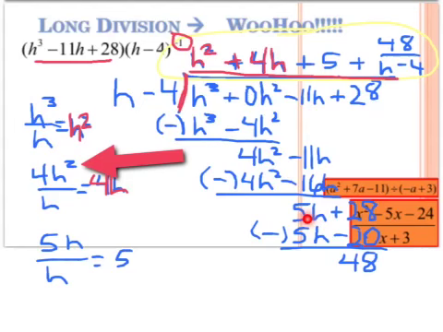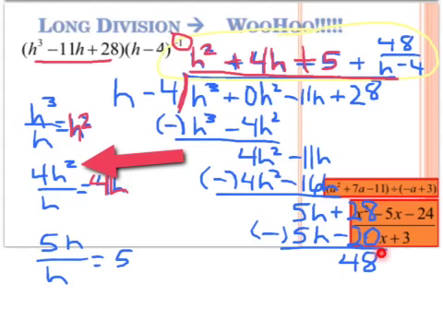So 5h comes right here. And I divide it by the original h out front. So I get 5. I put that 5 up here in the top like we've been doing so far. And that 5 times that h out in front is again 5h. And 5 times negative 4 is negative 20. So I subtract. 5h minus 5h is 0. And 28 minus a negative 20, that's plus 20, is 48.